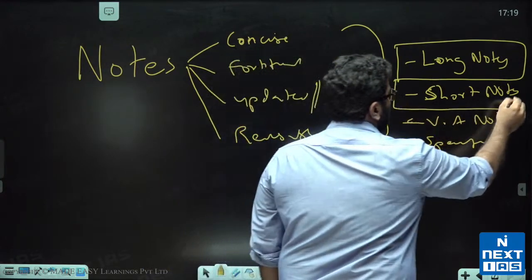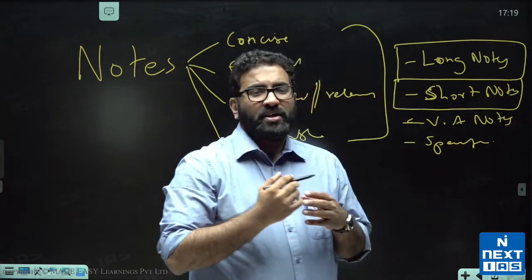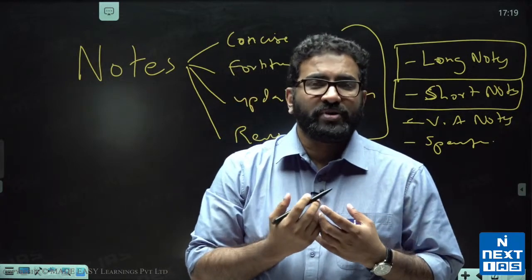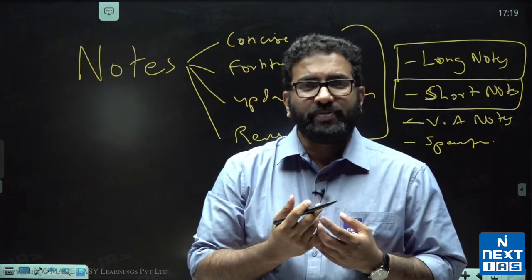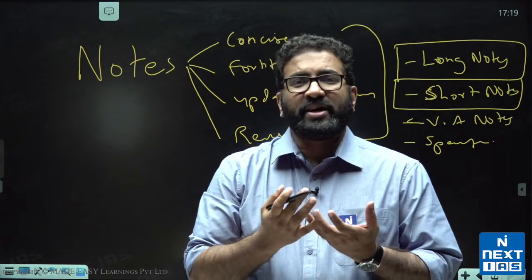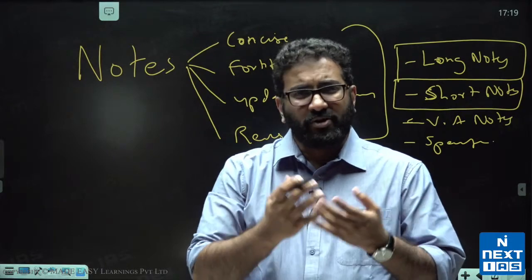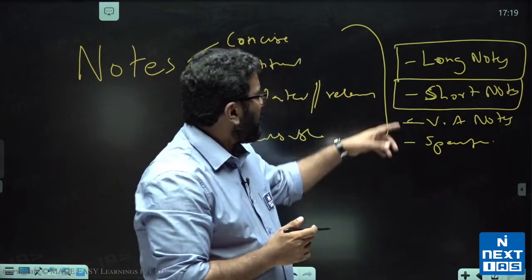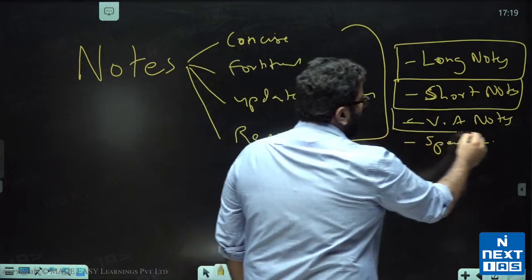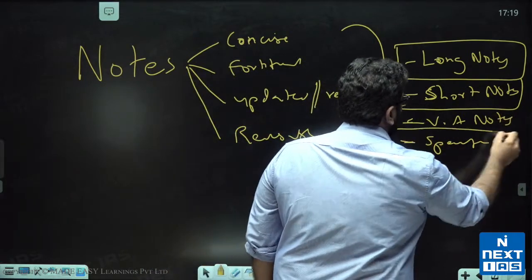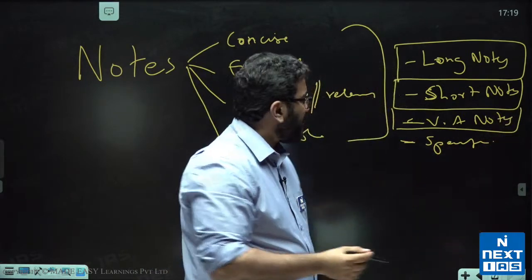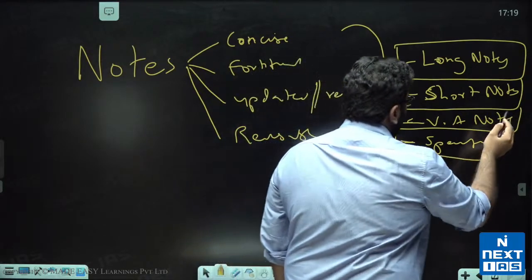Short notes is where your important concepts are concised into 100 pages, 200 pages. Your entire polity short notes will be not more than 200 pages or 200 sides, around 150 pages, right? Your entire value addition notes of polity will be not more than 10 to 15 pages, right? And then there are specific notes. I'll come back to specific notes.